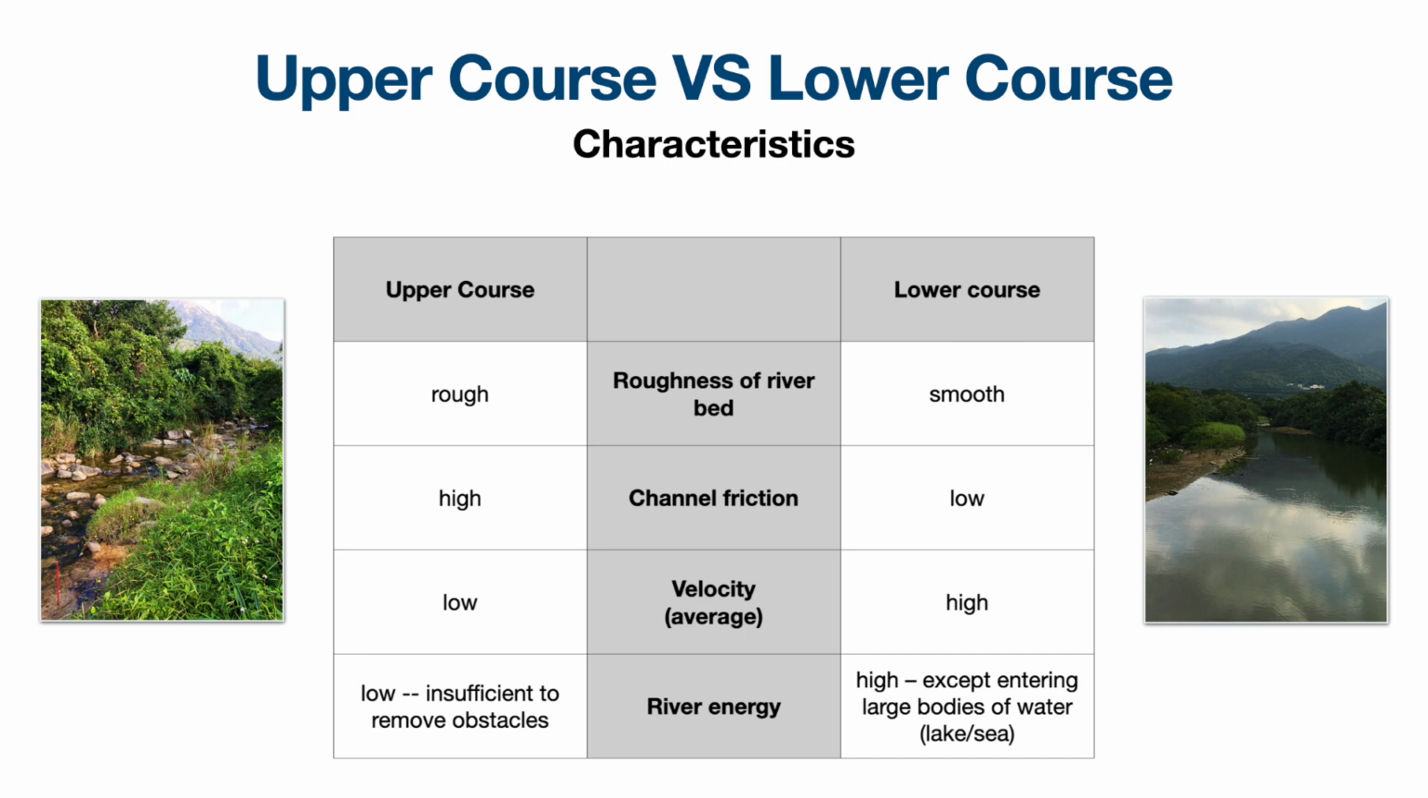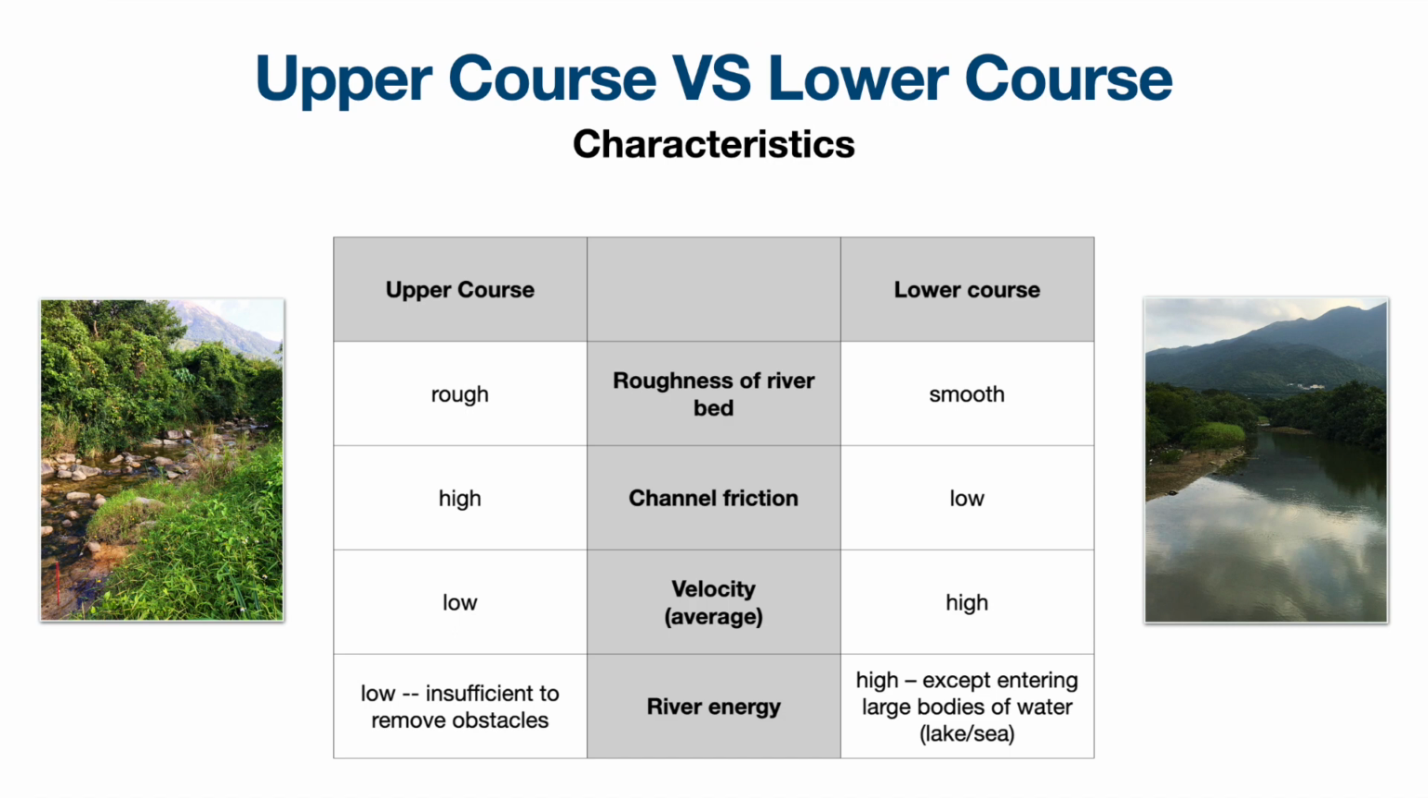Kind of related to discharge and velocity. So low energy in general because low discharge, high energy in general for lower course because of high discharge, high velocity, but it is low in river energy when it enters a large body of water. So the river, imagine I am like the river. I'm running, river is running, and all of a sudden I hit a wall. What do I do? I stop, right? I stop in a standstill because I can't penetrate through the wall, right?